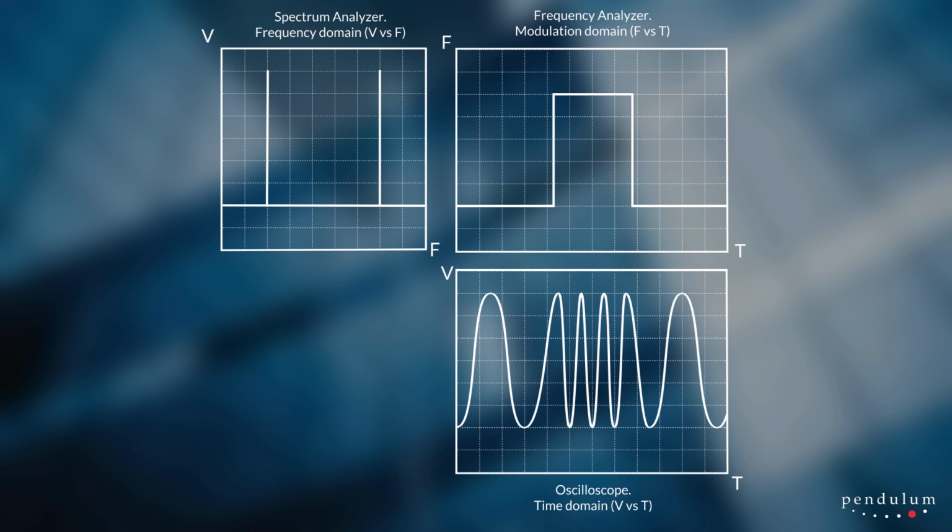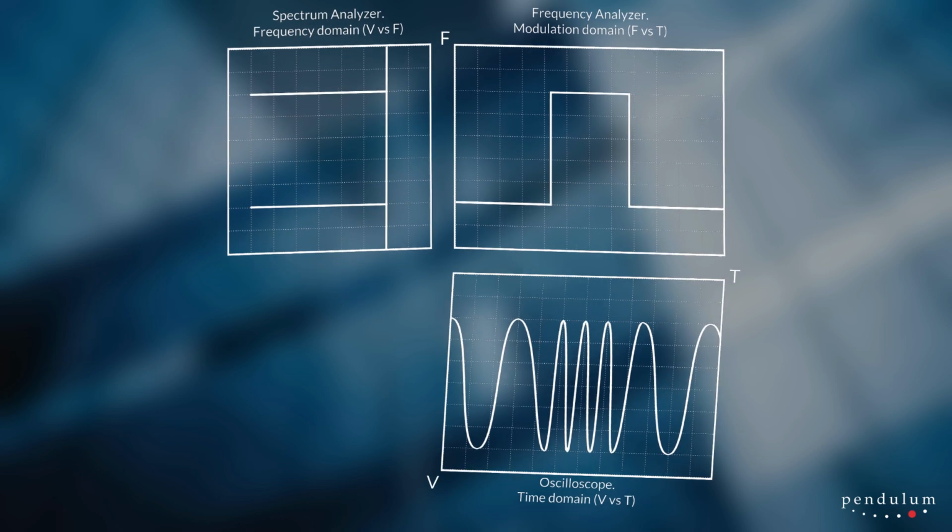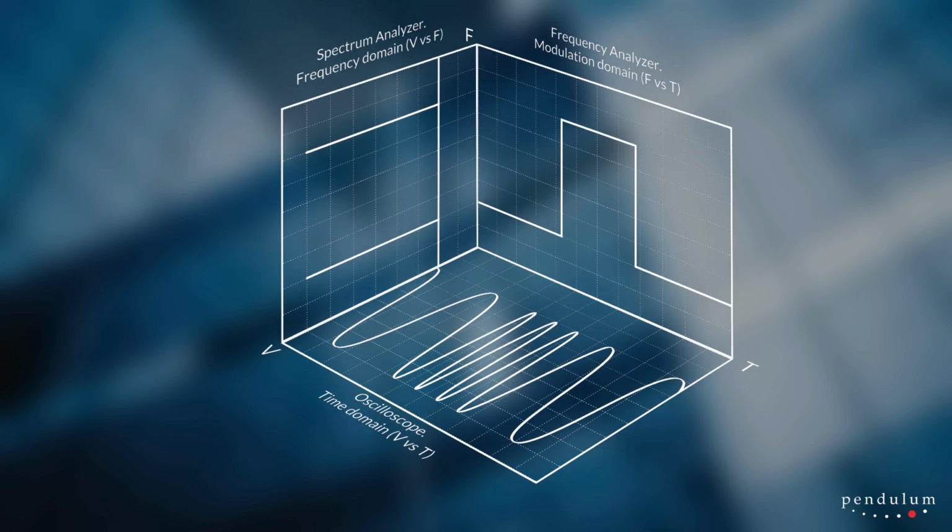The frequency analyzer adds the missing part, modulation domain, that is frequency versus time. We can see the modulation signal's waveform, square, and the modulation frequency. No single instrument can replace one or the other, but they all give valuable insight for signal analysis by looking at the same signal from three different perspectives.